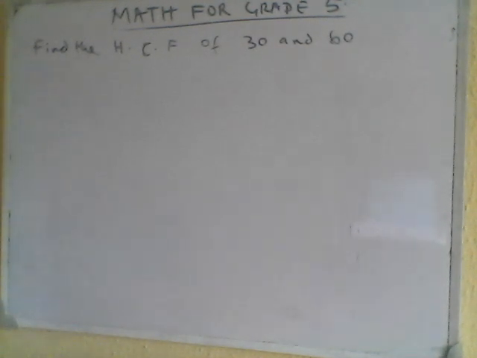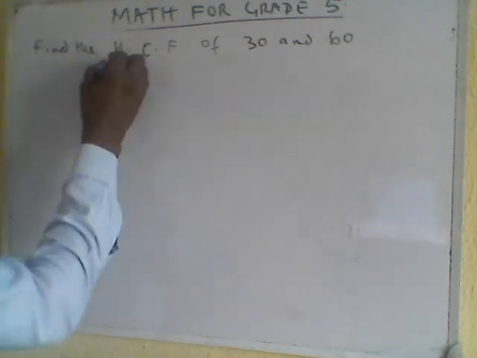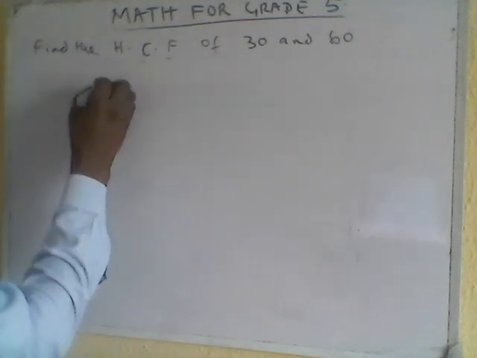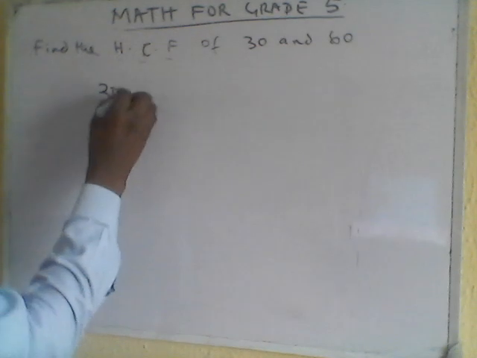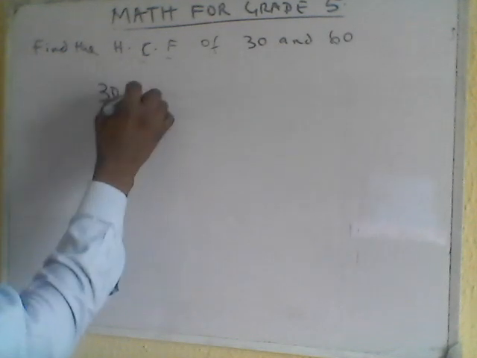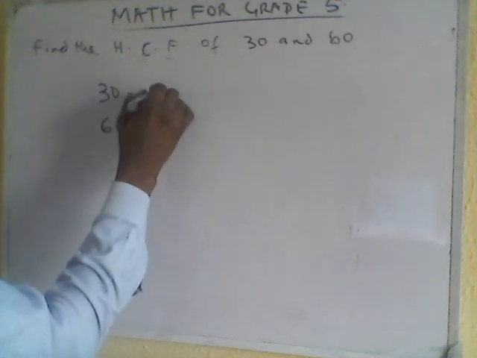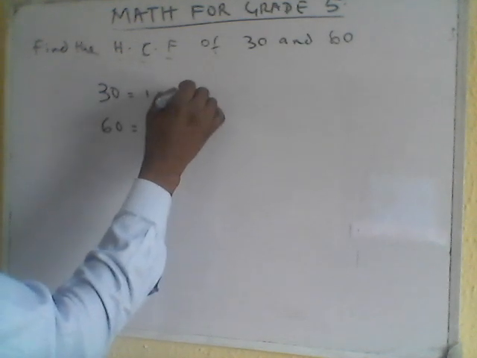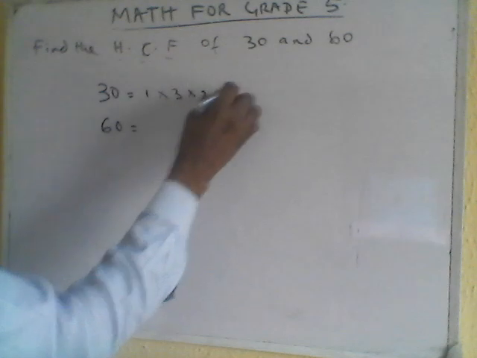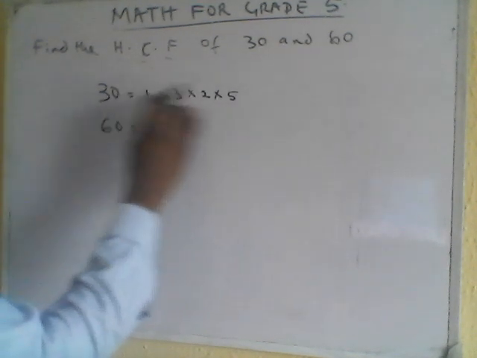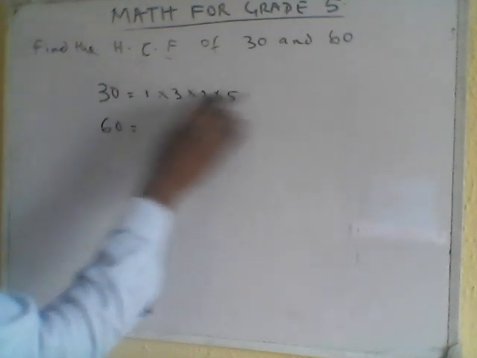So the first one I have on the board here is find the HCF of 30 and 60. Again, HCF stands for highest common factor, and then I'm going to be writing this out like 30 and 60, and I'm going to get the factors of 30. So 30, I have 1 times 3. 3 times 10 is 30, but instead of writing 10, I say times 2 times 5. So 1 times 3, 3, 3 times 2, 6, 6 times 5, 30. So this is the lowest numbers that can multiply 30.